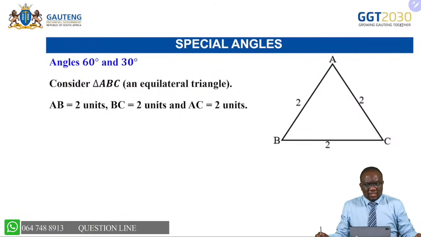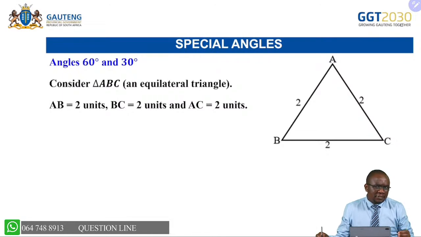Welcome back, grade 10s. Now, what have we done so far? We have derived the trigonometric ratios of angle 45 degrees. We now know that sine 45 is root 2 over 2, cos 45 is root 2 over 2, and tan 45 is 1. You must know that. We used a right-angled triangle, which is isosceles also, to prove that.